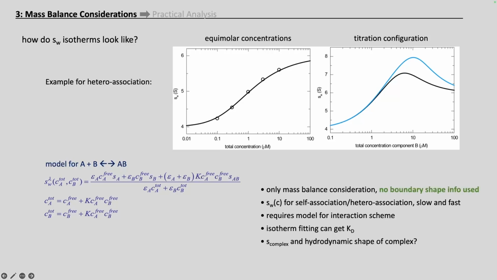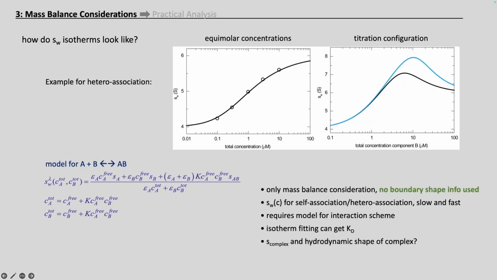Let's recap. For this way of analyzing protein interactions, we do not need to care about the boundary shapes. It is valid equally for self-associations, heteroassociations, and independent of reaction kinetics. It does require a model for the interaction scheme, and then we can determine the binding constants from the fit. Also, in principle, we get an S value of the complex, which might be subject to interpretation with regard to implications of the shape of the complex, for example, considering structural hydrodynamic models.